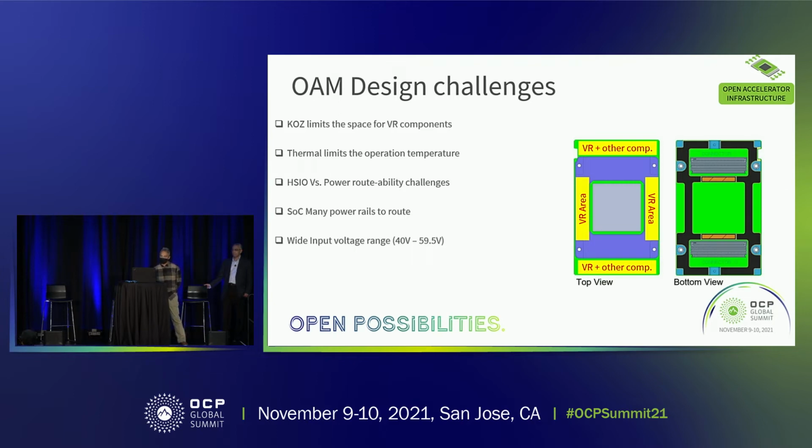And lastly, the environment: the input power range for these servers is anywhere from 40 volts to 59.5 volts. And that really affects the efficiency and the overall performance of the power delivery. So all these things pose different challenges for this module, for the PD, and that makes it very, very difficult for us to work.